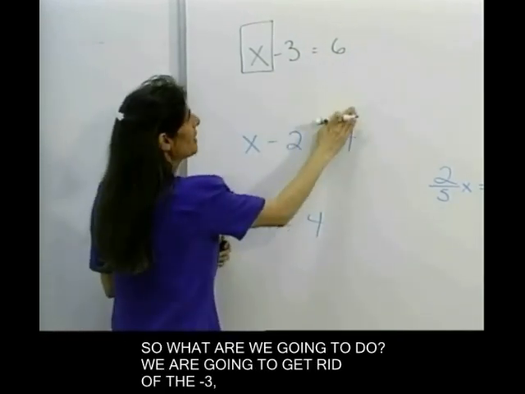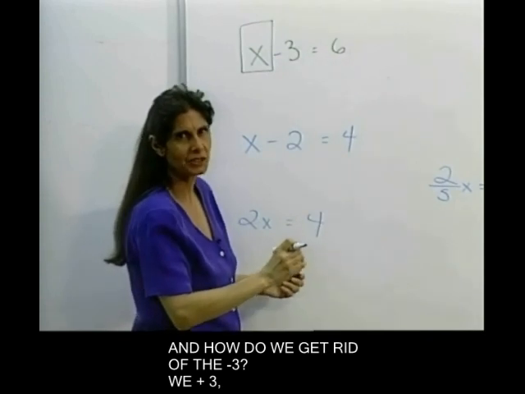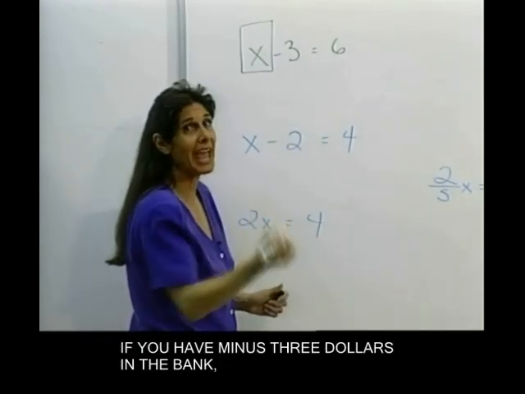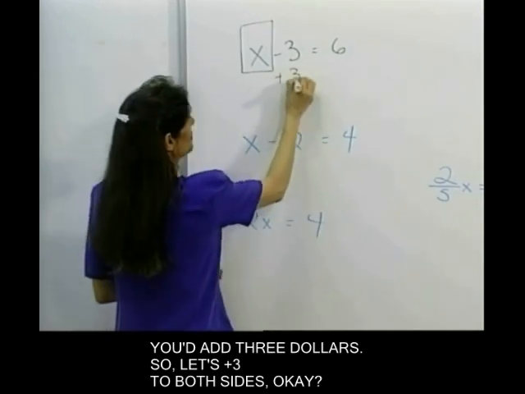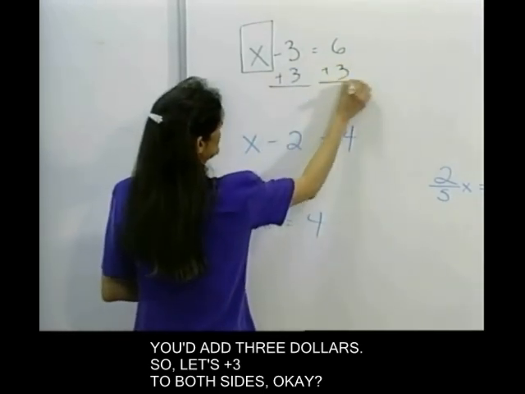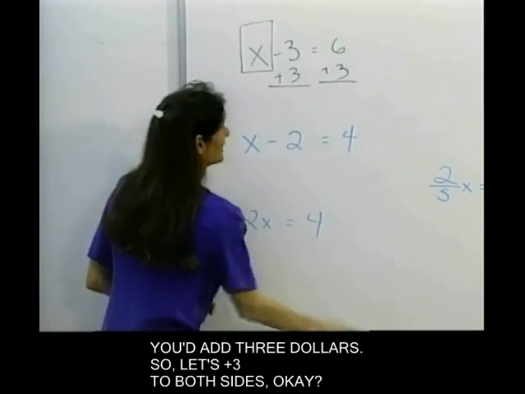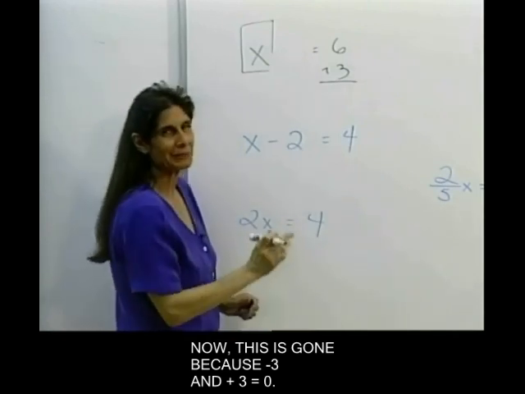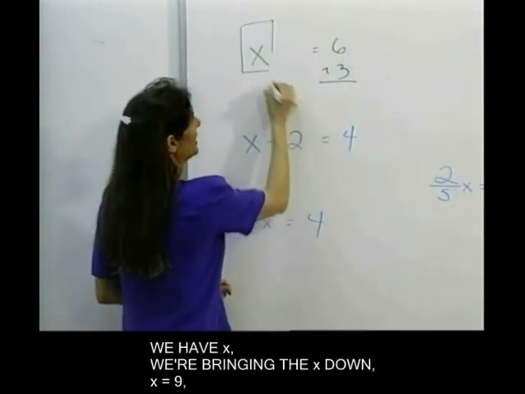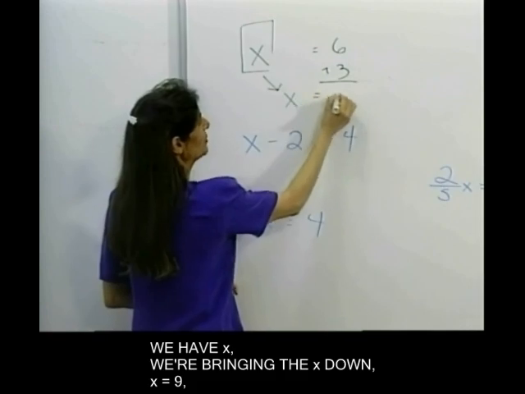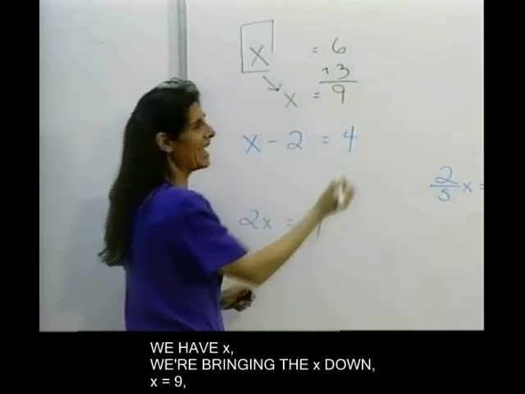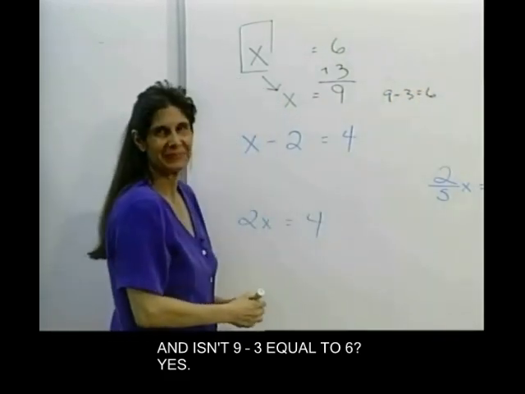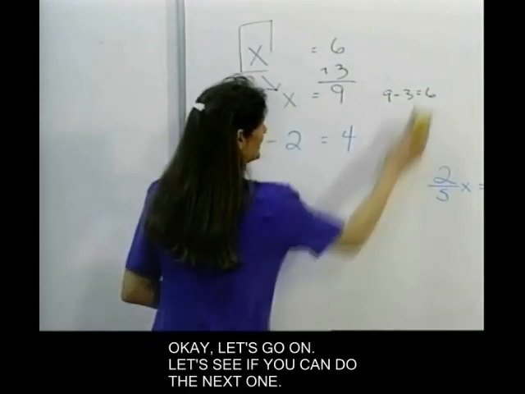We're going to get rid of the -3. And how do we get rid of the -3? We add 3. If you had -$3 in the bank, you'd add $3. So let's add 3 to both sides. Now, this is gone because -3 and +3 is 0. We have x. We're bringing my x down. x = 9. And isn't 9 - 3 equal to 6? Yes.